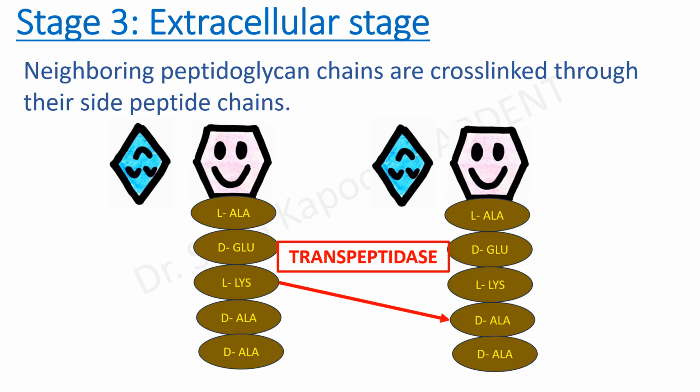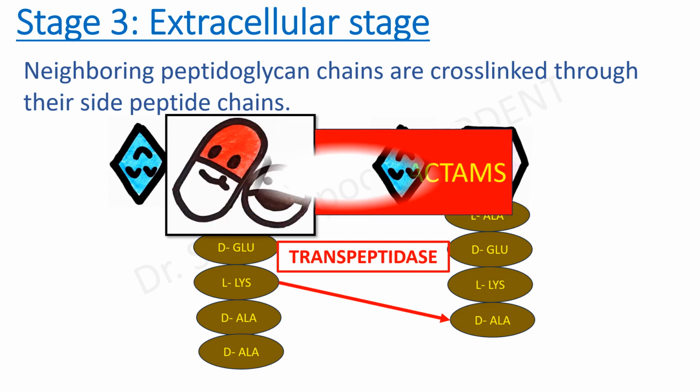Here a cross-link is established between lysine amino acid and the penultimate alanine molecule, which results in the loss of the last alanine molecule of the target chain. This step of cross-linking is inhibited by the antibiotics beta-lactams.